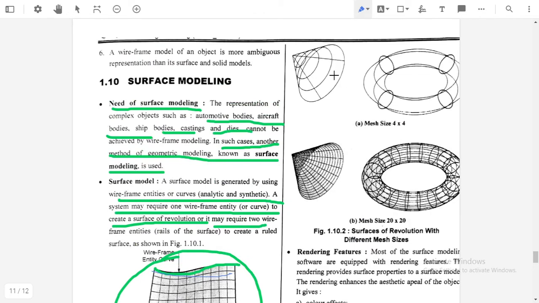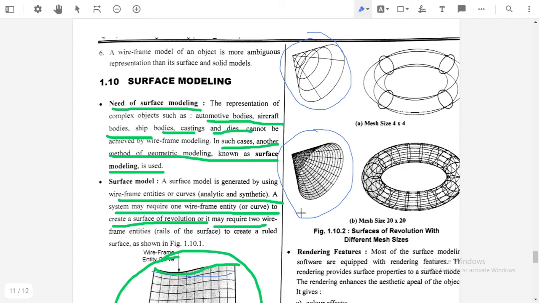If we see here, this is one part and this is another part. If we see, there is a 4 by 4 meshing and here is a 20 by 20 meshing. Means as the mesh size increases, visualization is better.